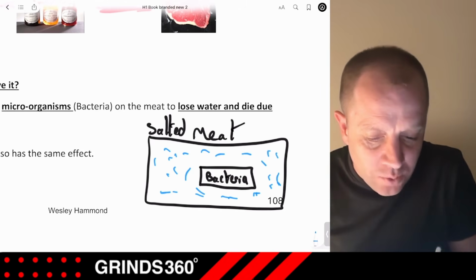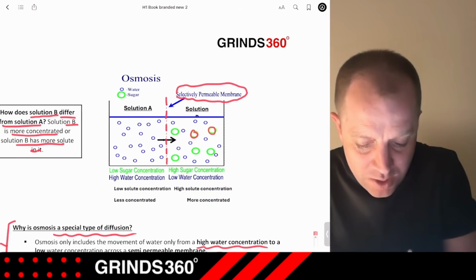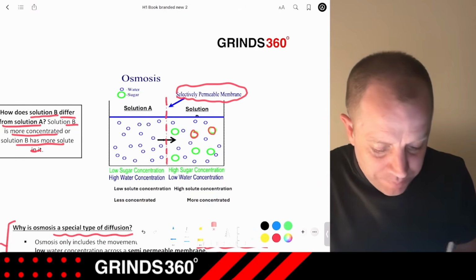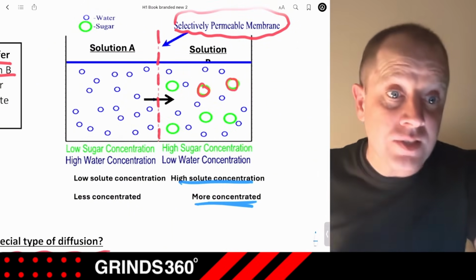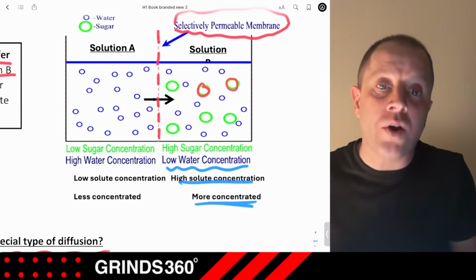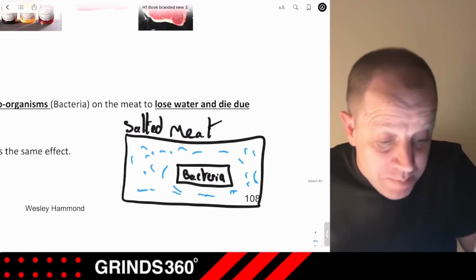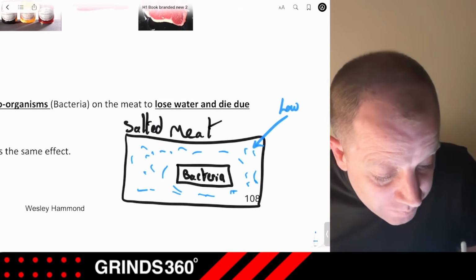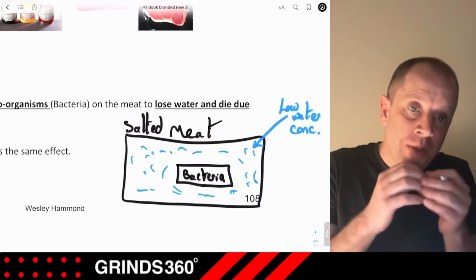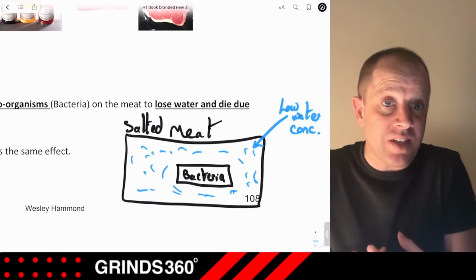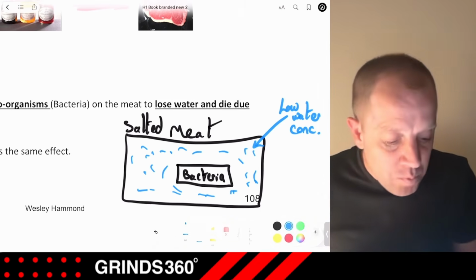Now, when you add a load of salt to the meat, look what's happening. The meat now has got more solute in it. So therefore, the meat now has a lower water concentration than the bacteria. The bacteria has the higher water concentration inside, and the meat has the lower water concentration because you've salted the meat. So what way does the water move?